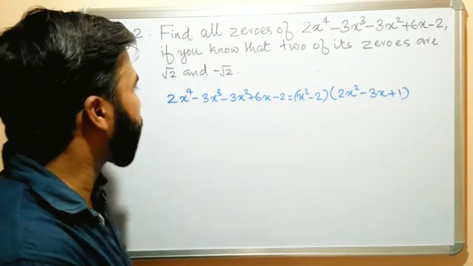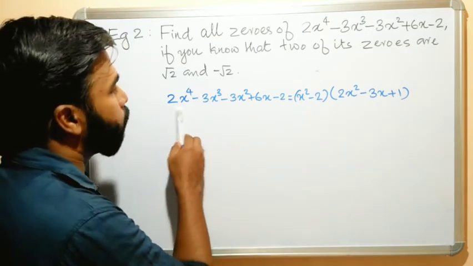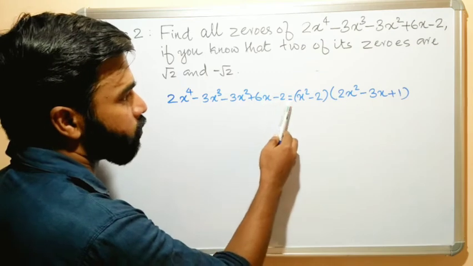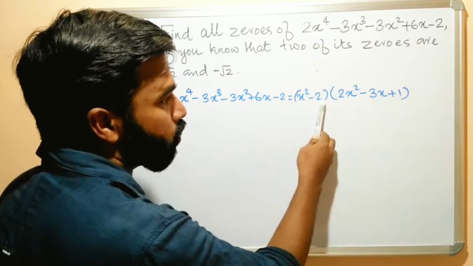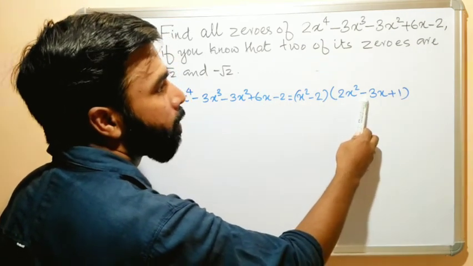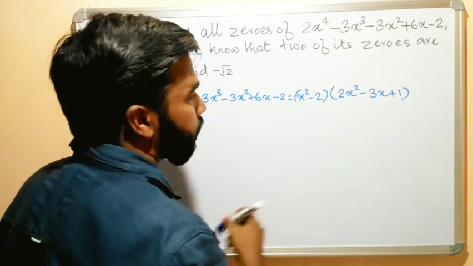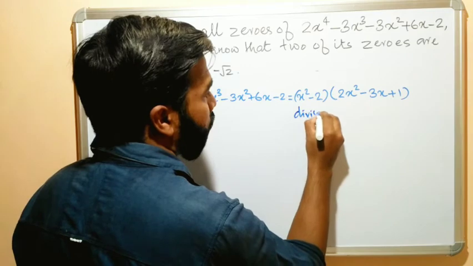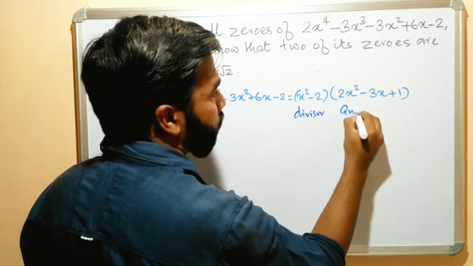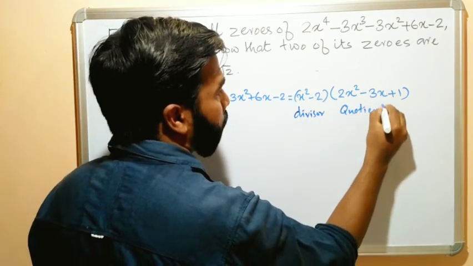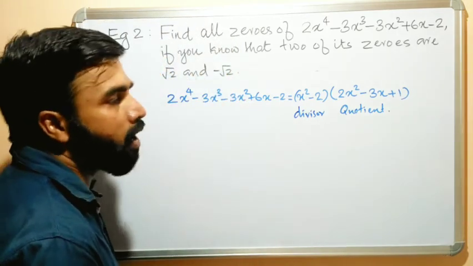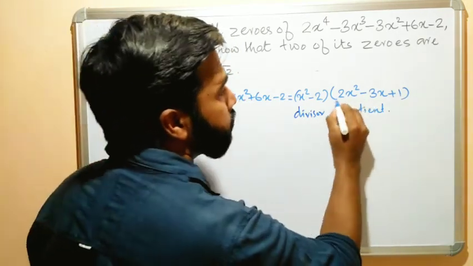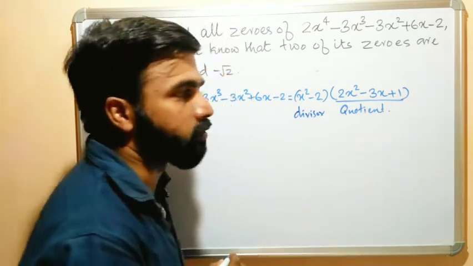So we can write 2x raised to 4 minus 3x cube minus 3x square plus 6x minus 2 as x square minus 2 into 2x square minus 3x plus 1. That means this is the divisor and this is the quotient. Then we have to find other zeros by factorizing this 2x square minus 3x plus 1.